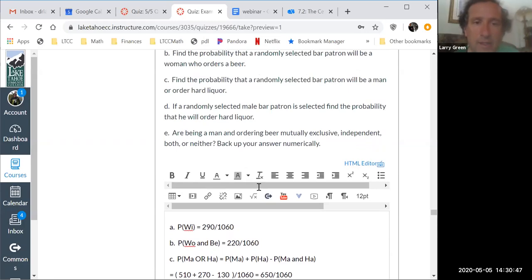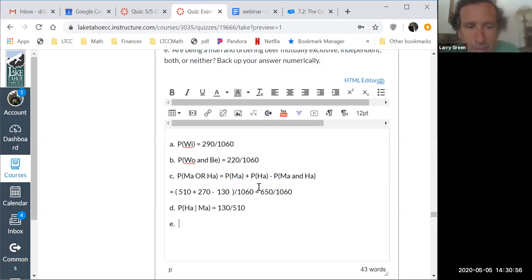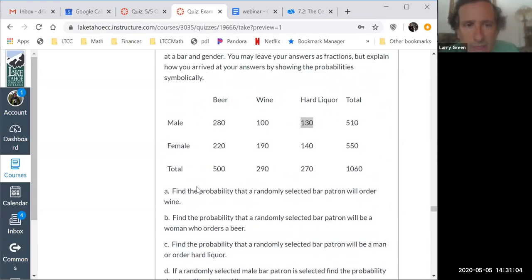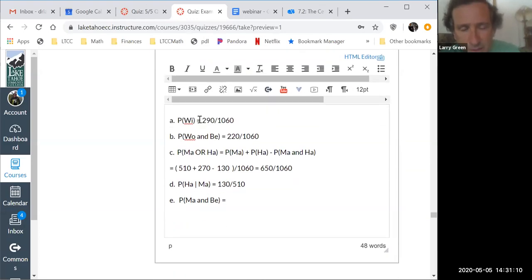Okay, last one. Being a man and ordering beer: mutually exclusive, independent, both or neither. So first thing, let's find the probability of man and beer. And that is 280 over 1060. What's important about that number if we're looking at mutually exclusive? Yeah, it's not 0. So they are not mutually exclusive.